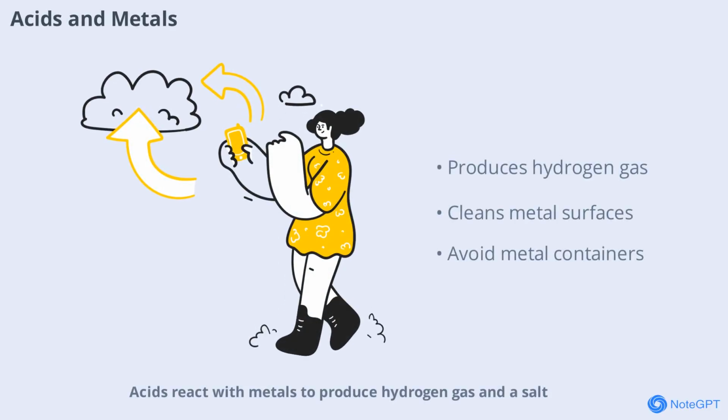Acids react with metals to produce hydrogen gas and a salt. This reaction is used in laboratories to study chemical properties and in industry to clean metal surfaces. It's also why acidic foods shouldn't be stored in metal containers. They can cause corrosion and spoil the food.